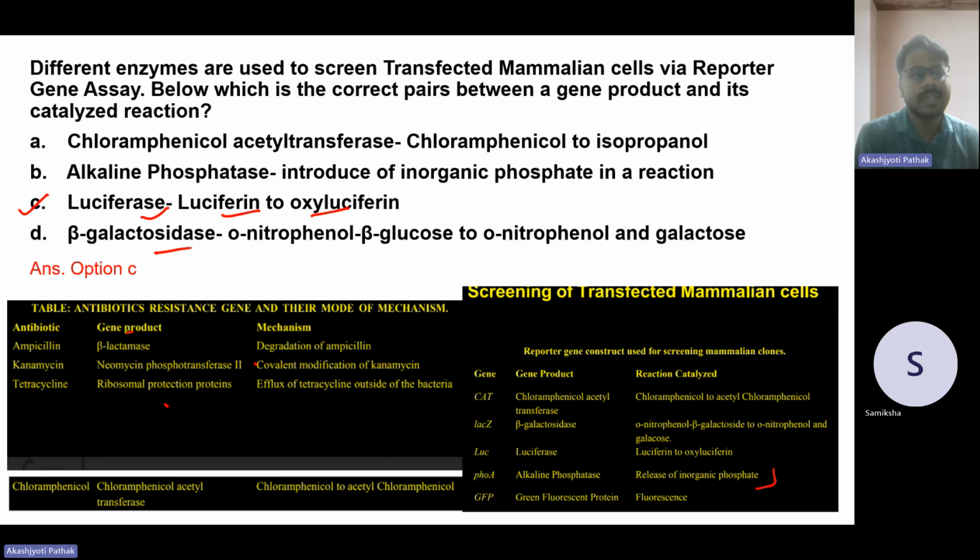Beta galactosidase, this is wrong. Beta galactosidase is converting O-nitrophenol beta-galactoside, not beta glucose, to O-nitrophenol and galactose. So that is why this is wrong. And for alkaline phosphatase, inorganic phosphate is not introduced in the reaction, it is released. Because alkaline phosphatase will cause the release of inorganic phosphate.